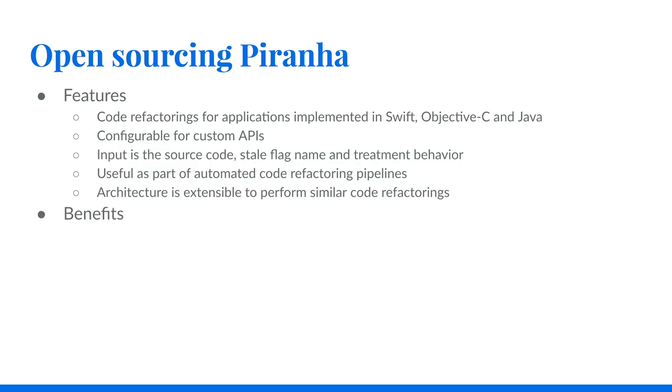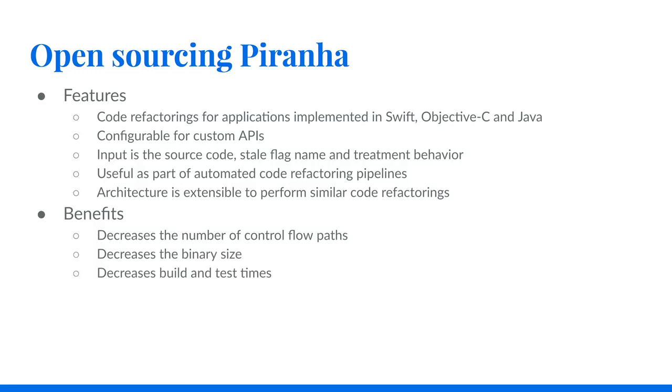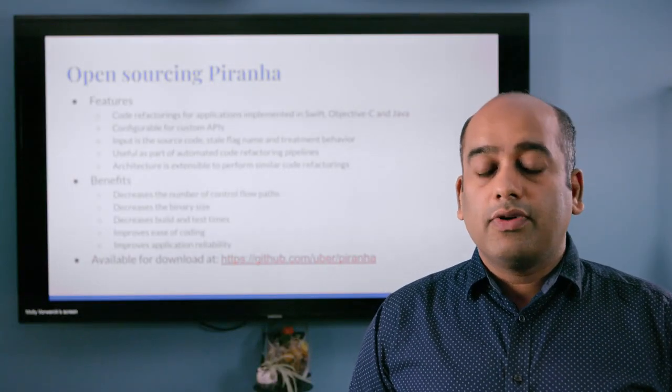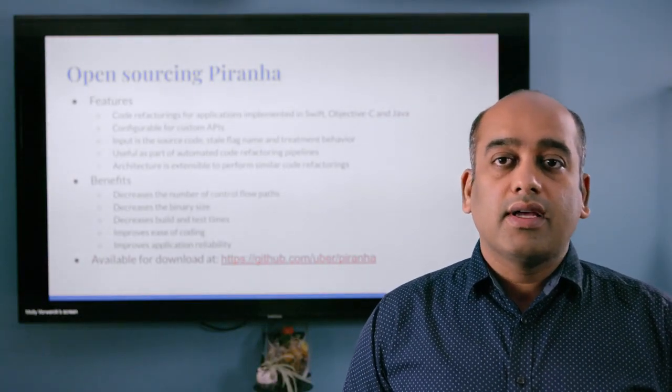There are many benefits of using Piranha. It helps decrease the number of control flow paths and binary size, as well as build and test times. It also increases the ease of coding and the overall application reliability. Since many of these positives can benefit other software development organizations that use feature flags extensively, we have decided to open source Piranha. Thank you, and we look forward to hearing about your experiences using Piranha.